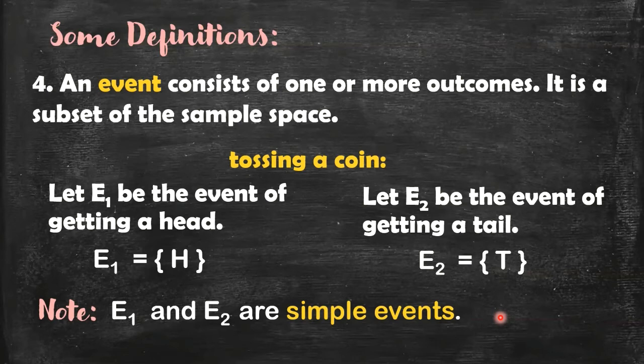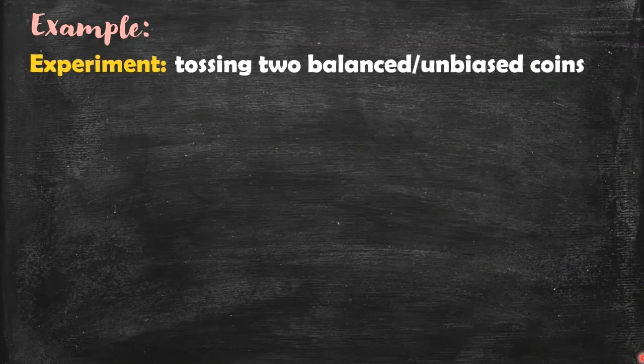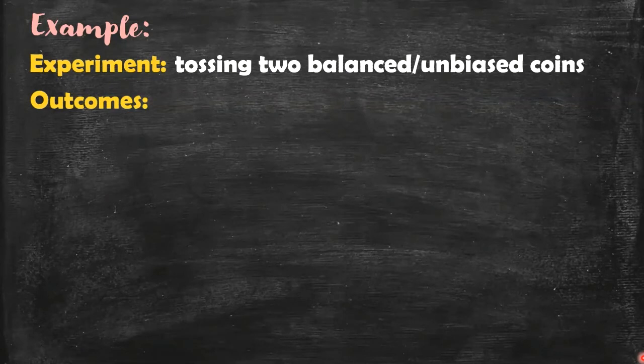So, to recall all the definitions here, let's have another example. Let's consider this experiment. Okay? Tossing two balanced or unbiased coins. Okay? Ang ibig sabihin ng balanced or unbiased, equally likely to occur yung head at saka tail. Ibig sabihin pareho yung chance ng head at chance ng tail mag-appear. Okay? Now, ano kaya yung mga outcomes?